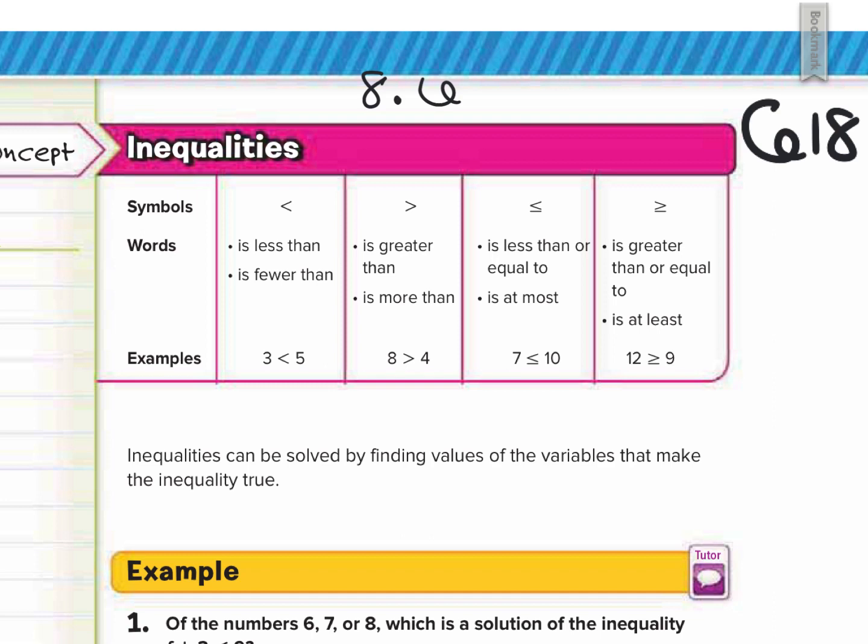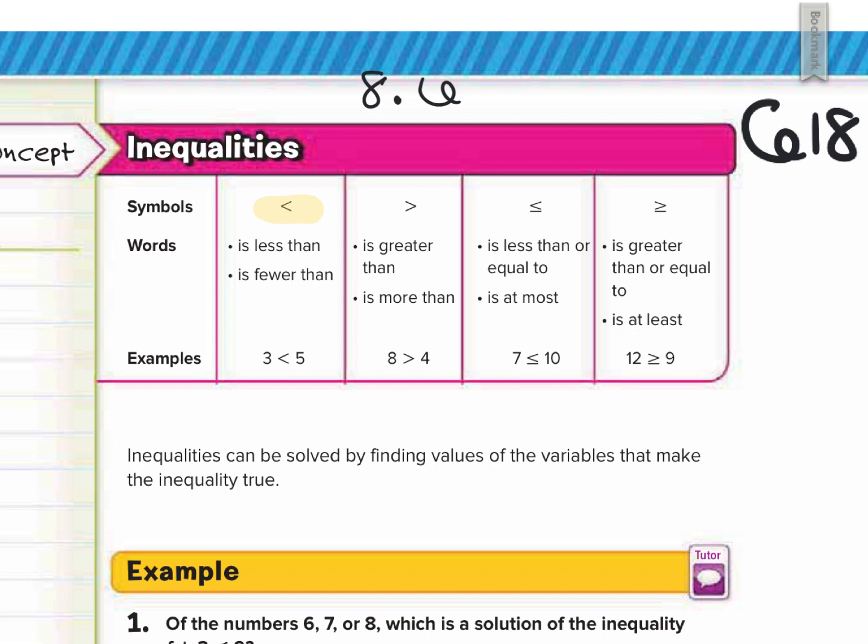So we're going to be using inequalities. We use inequalities to show things that are not equal. So when you think of the word inequalities, it's kind of like unequal, not equal. So that could help you remember what an inequality is. We have 4 symbols for inequalities.